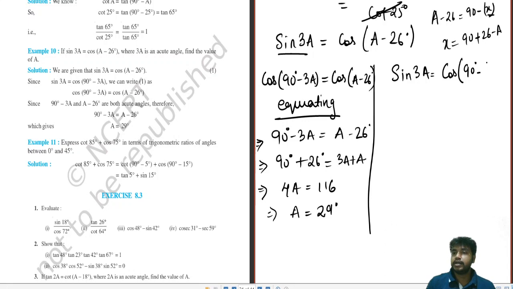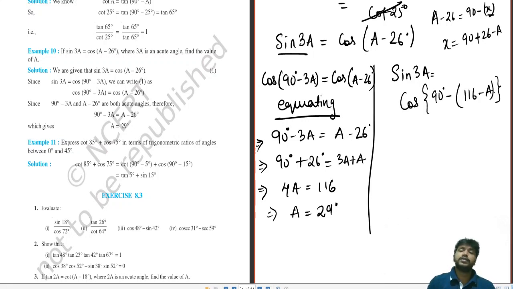That will be, I have to write it in the bottom part, cos(90 minus (116 minus a)). We have to write it like this. So it's up to the student who thinks this is easy or that is easy. Remember one thing, in the exam if you have a 4-mark question of this type, you solve it this way or you solve it that way, both will give you full marks. But it depends upon the student.